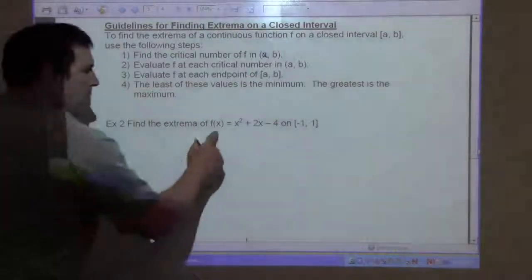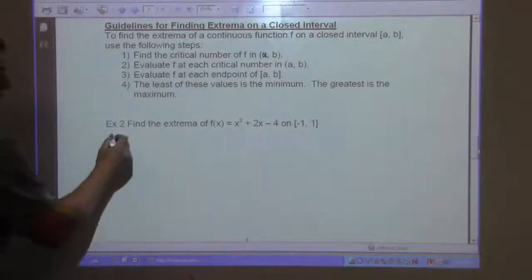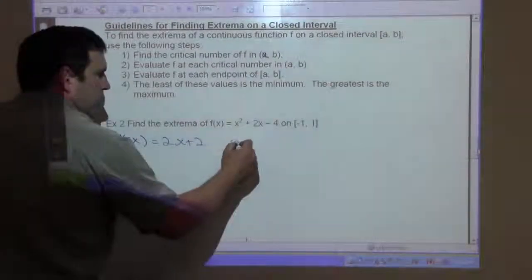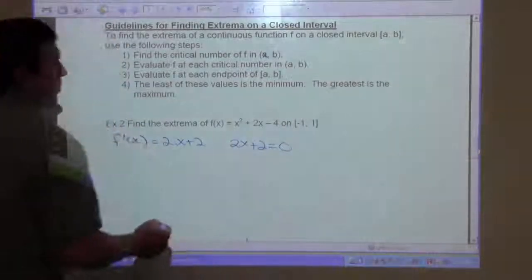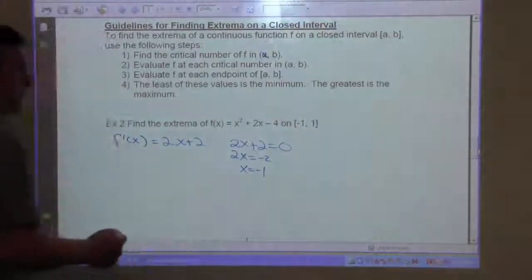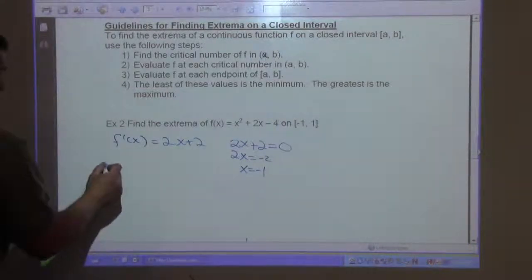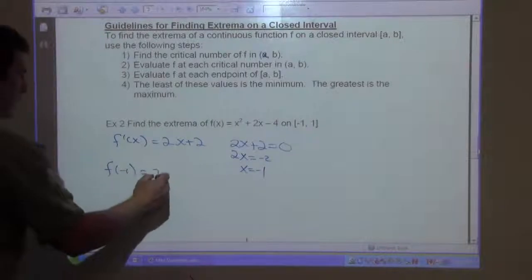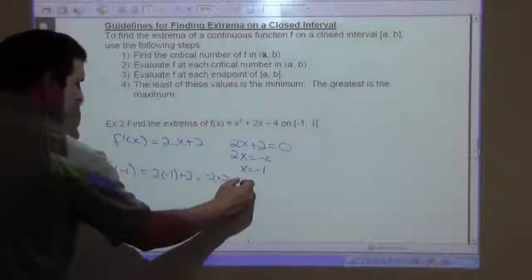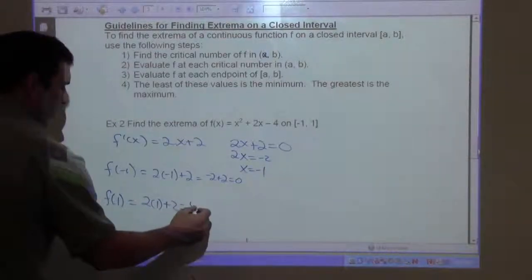So find the extreme value of f of x equals x squared plus 2x minus 4 on the interval from negative 1 to 1. So first thing, f prime of x is going to be 2x plus 2. So 2x plus 2 equals 0. It means 2x equals negative 2 and x equals negative 1. That happens to be one of our endpoints. So we'll look at f of negative 1 is 2 times negative 1 plus 2. That's negative 2 plus 2, and that's 0. And f of 1 is 2 times 1 plus 2, which is going to be 4.